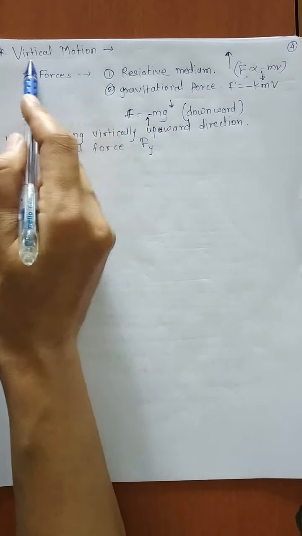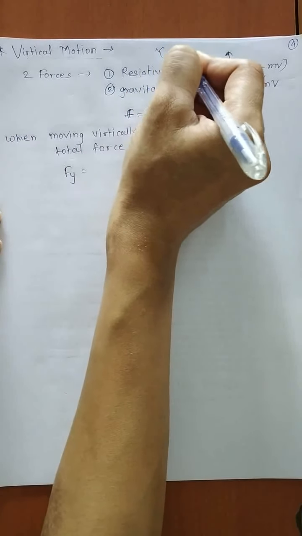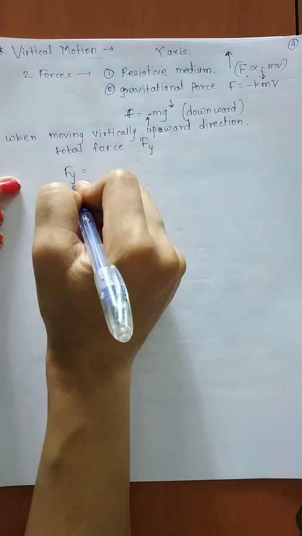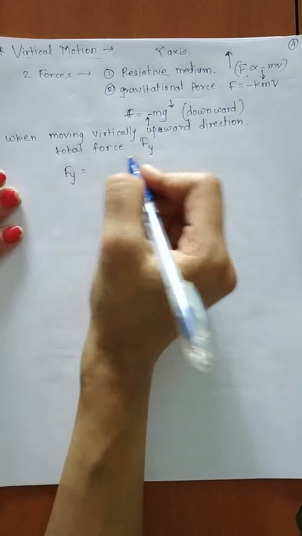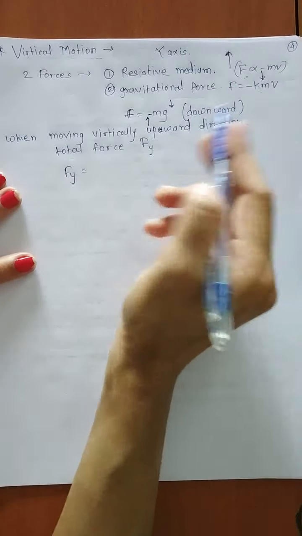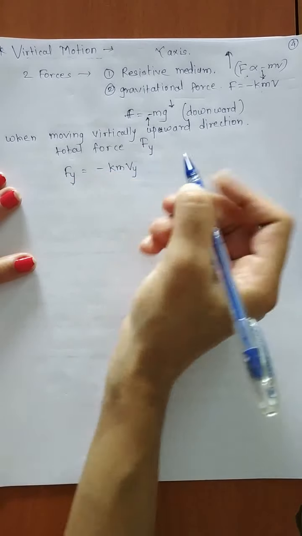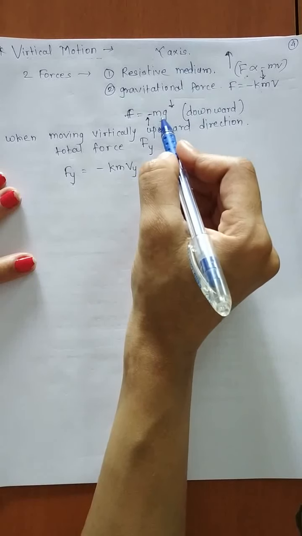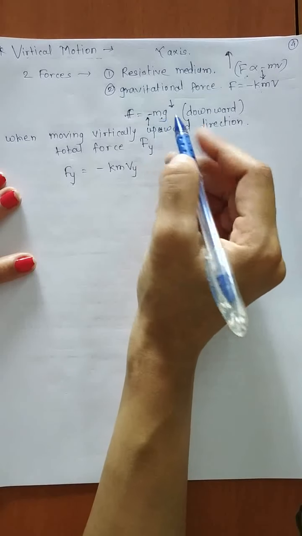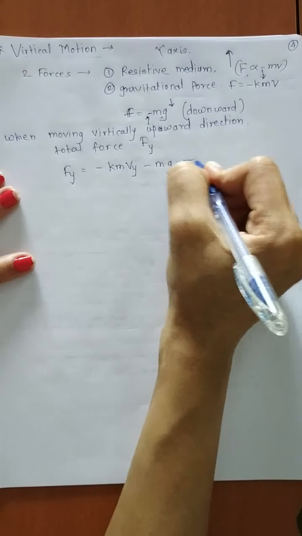Here the motion is along the vertical, that is our y-axis, right? So we will use the suffix y. Now Fy will be, first, our resistive force, which is minus km times the velocity along the y direction, and second, the gravitational force, which is minus mg. Let me call this equation 9.